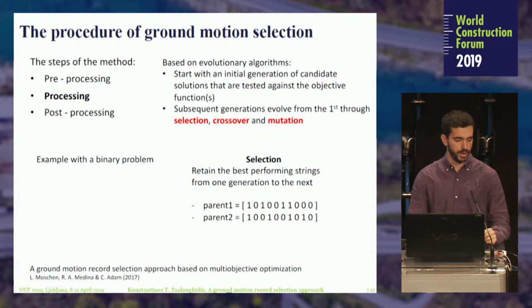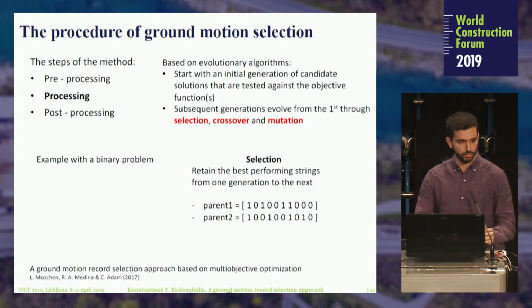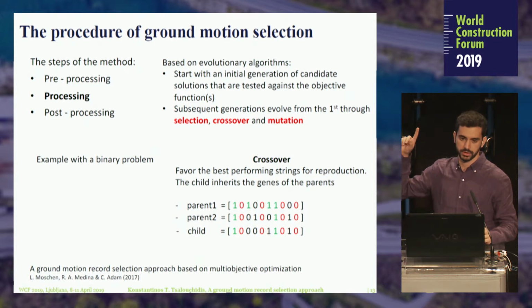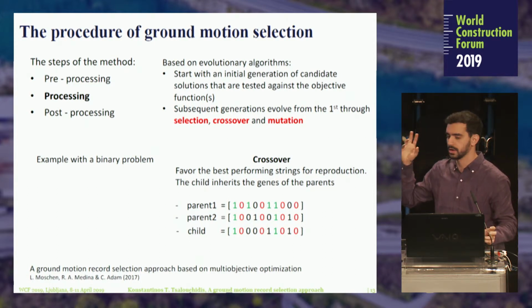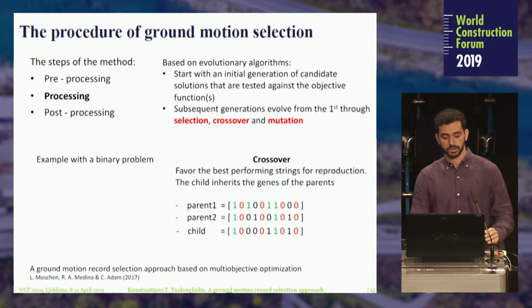I will explain these with a binary problem. Selection is simply selecting the best performing individuals out of our initial random candidate solution pool. So if we're talking about strings, parent 1 and parent 2 might be these two of the best performing strings on our solution. That's selection. Crossover is simply favoring these two individuals, parent 1 and parent 2, for reproduction. So their child will have the same parameters, the same characteristics or genes as the two parents. So the child will also be in favor of being in the next generation.